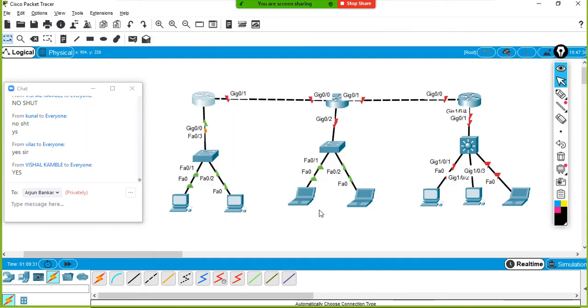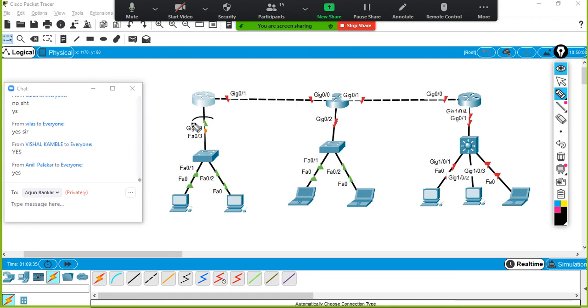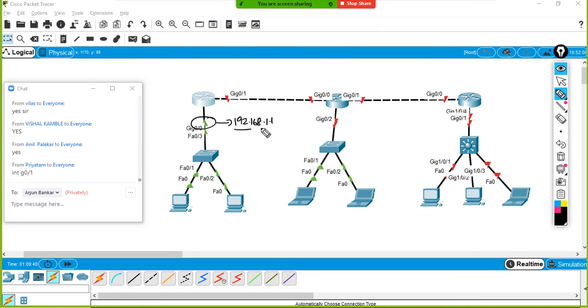So what we did, we configured our LAN interface, right? This interface we configured it. So we assigned the IP address 192.168.1.1. Now I need to configure this interface, right? So for this interface, what is the IP address you are planning to give?